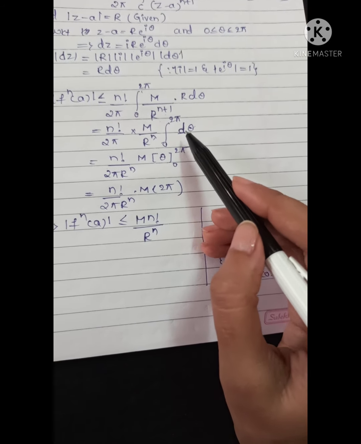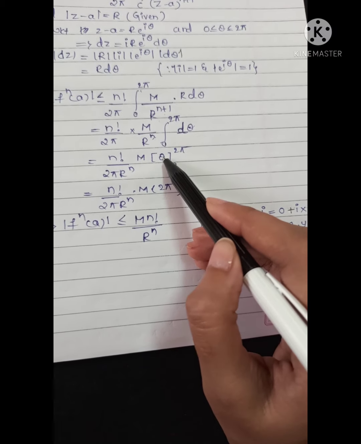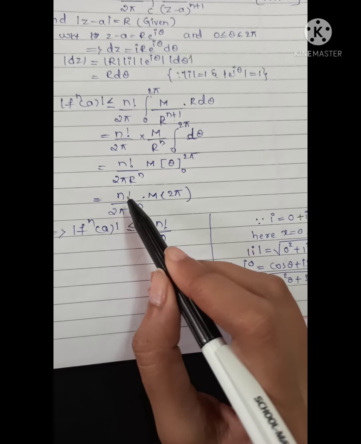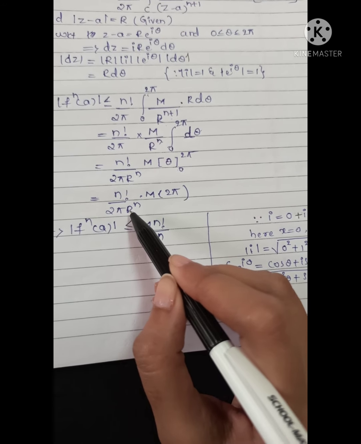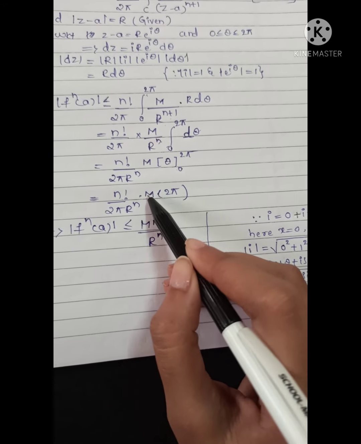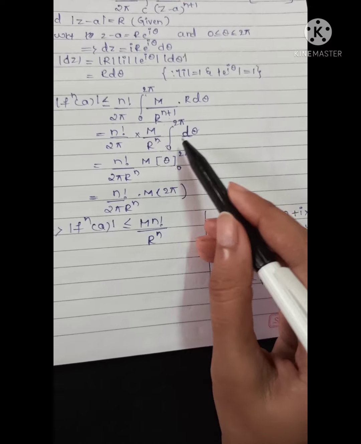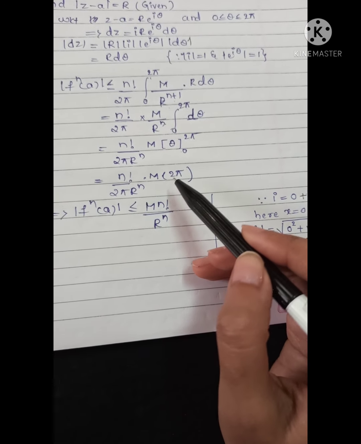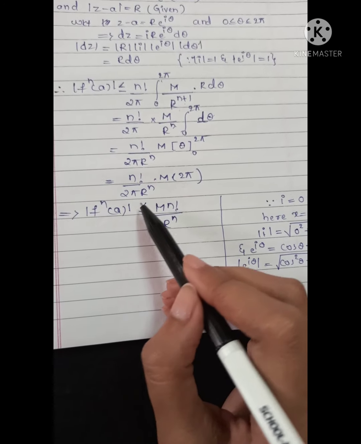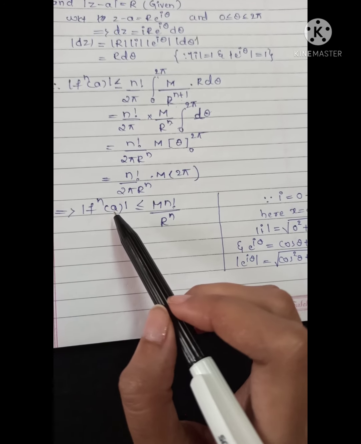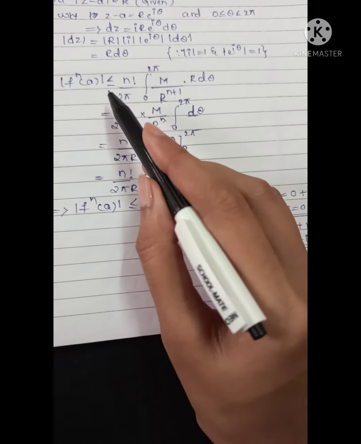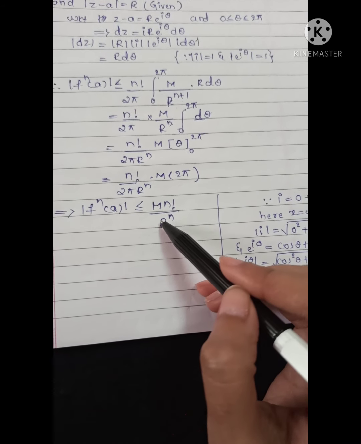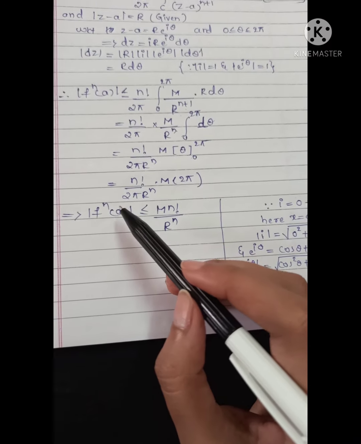Integration of d theta with respect to theta is theta over the limits 0 to 2 pi, which is equal to n factorial divided by 2 pi into r raised to n into M. This value is 2 pi. 2 pi will get cancelled, we get simply the absolute value of the nth derivative of the given function at the point a is less than or equal to M into n factorial divided by r to the power of n. This is the Cauchy's inequality.